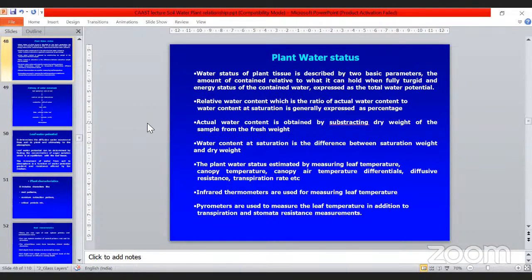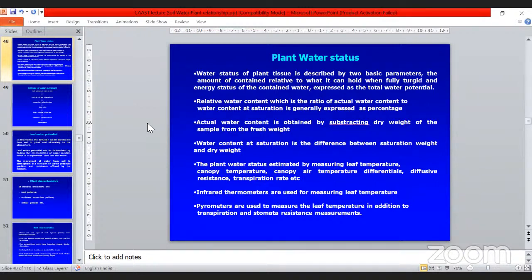Then relative water content, which is the ratio of actual water content to the water content at saturation, is generally expressed as a percentage. So that is how much water is actually contained, compared with when the soil is completely saturated through irrigation or rainfall. Actual water content is obtained by subtracting the dry weight of the sample from the fresh weight. That is what we call the actual water content. That's why we take plant samples and dry them in the oven, and after that we take the weights. Based on that, we can get how much moisture it contains and how much moisture loss there will be.